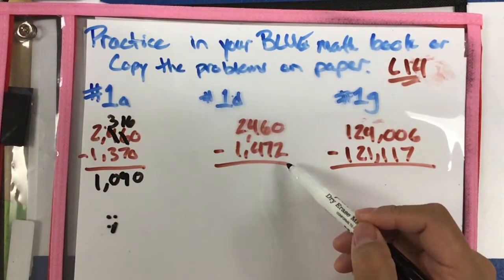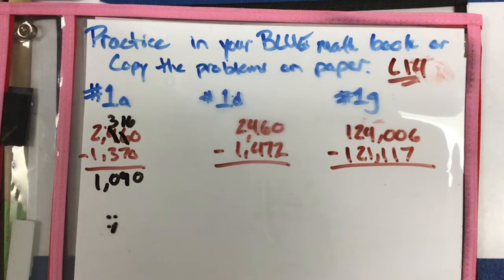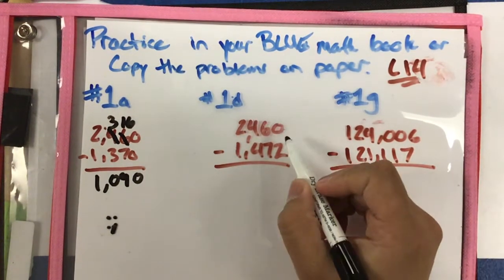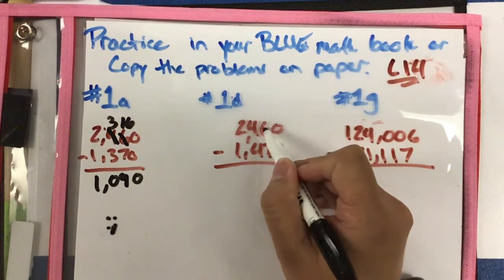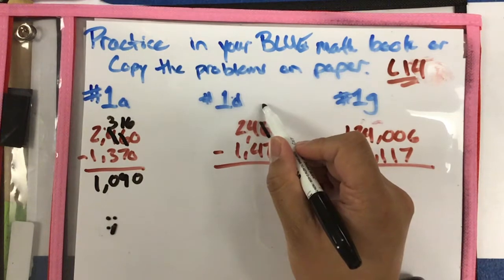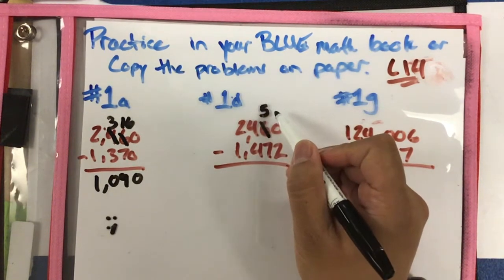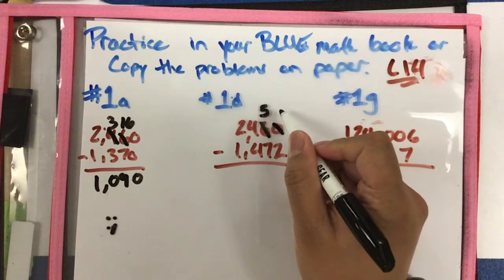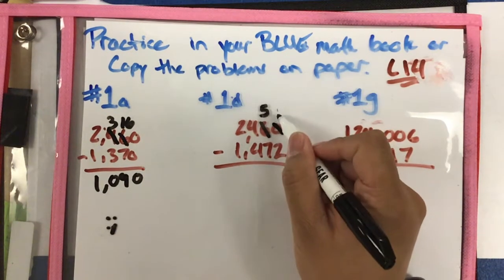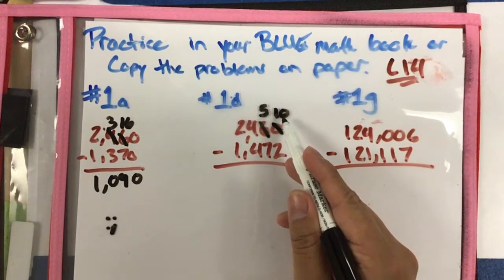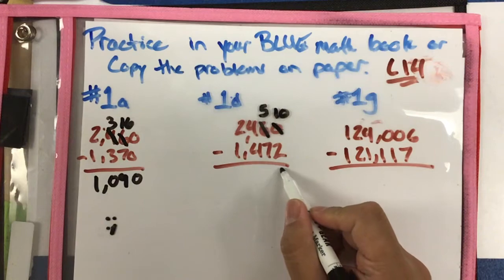Okay. Now we're going to move on to 1D. We have 0 minus 2. Okay, we can't take away 2 when there's nothing. So remember, if there's 0 ones, we can move over to our tens place. There are 6 tens here. I'm going to borrow or decompose one of those tens. So 6 minus 1 equals 5. And we're going to add 10 to this unit. So 10 plus 0 equals 10. So now I can go 10 minus 2. That equals 8.